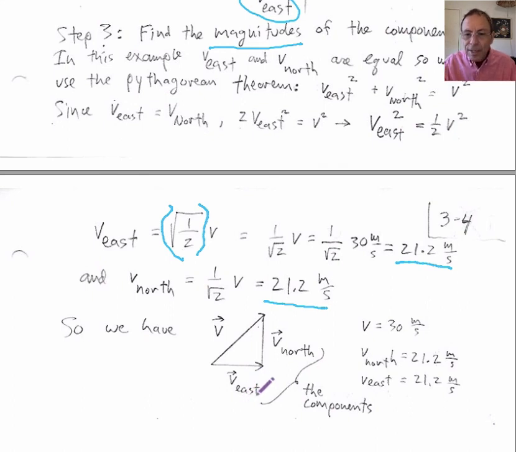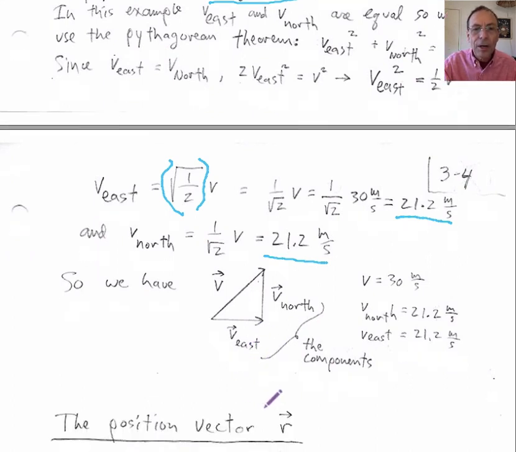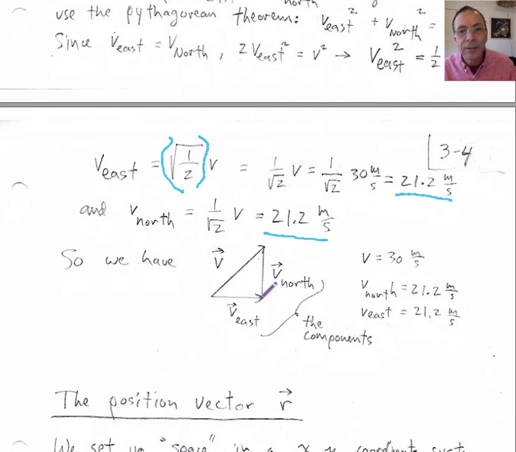And that's it. We've done it, right? We found the components of this velocity vector. Hooray.